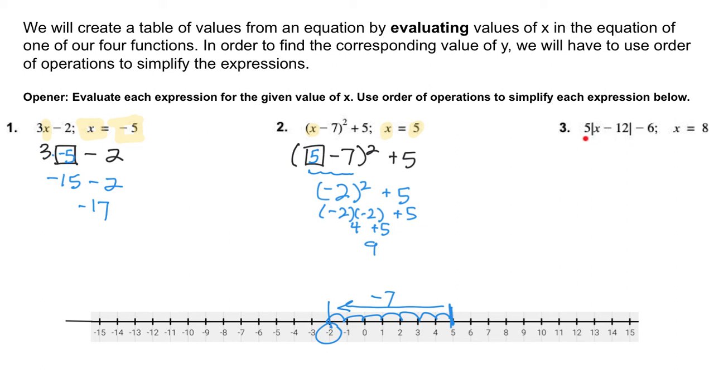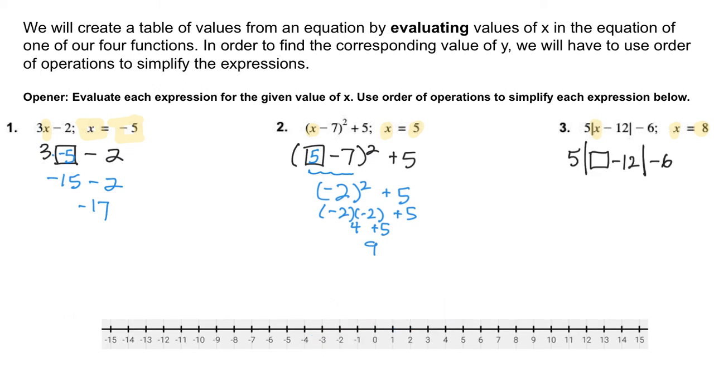We'll take a look at our final example. 5 times these straight brackets here mean the absolute value. So this is 5 times the absolute value of x minus 12 minus 6. And we're evaluating that for x equals 8. So that means everywhere I see an x, I need to plug in 8 because I know that x is equal to 8. So this is 5 times the absolute value of 8 minus 12, and then minus 6.